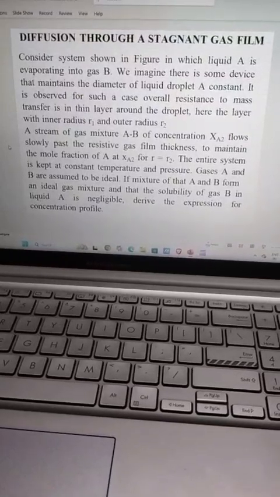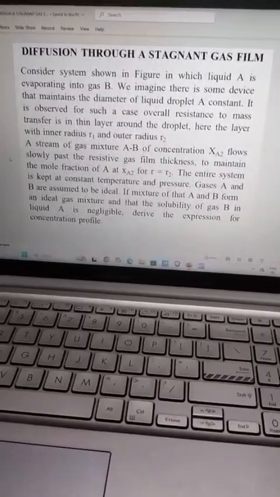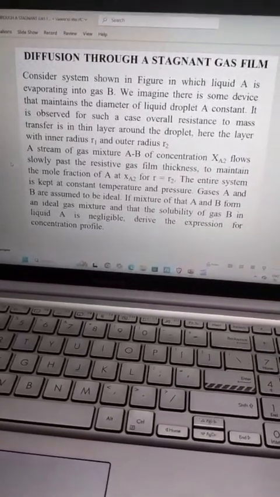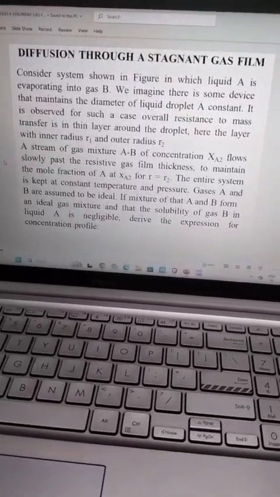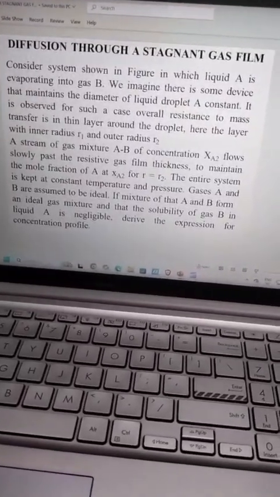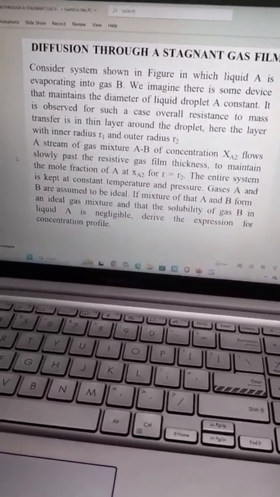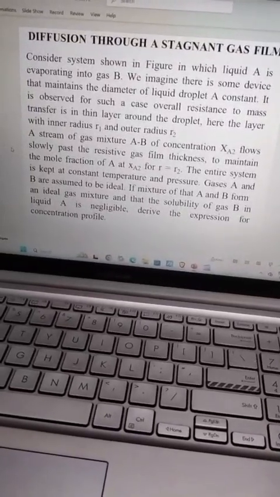Consider a different case of diffusion through a stagnant gas film. The case is like this. Consider a system shown in the figure in which liquid A is evaporating into gas B. We imagine there is some device that maintains the diameter of liquid droplet A constant. It is observed for such a case that overall resistance to mass transfer is in a thin layer around the droplet.